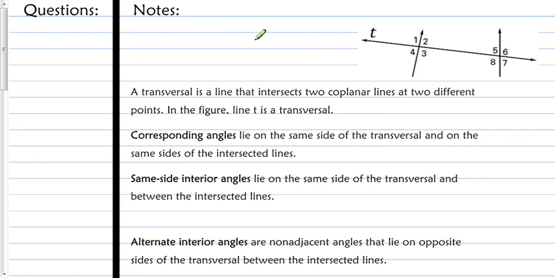A transversal is a line that intersects two coplanar lines at two different points. In the figure, line T, right here, is the transversal. And we know it's a transversal because it is intersecting this line right here, and it's intersecting this line right there. So it's a line that's intersecting two coplanar lines at two different points. Okay?